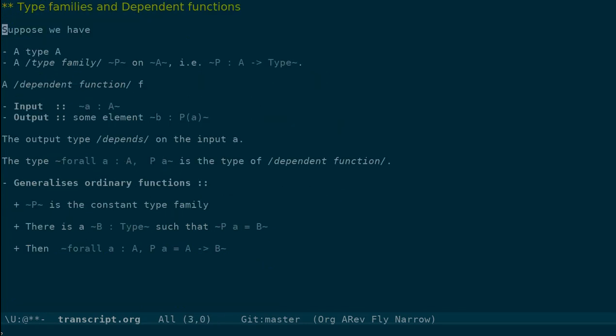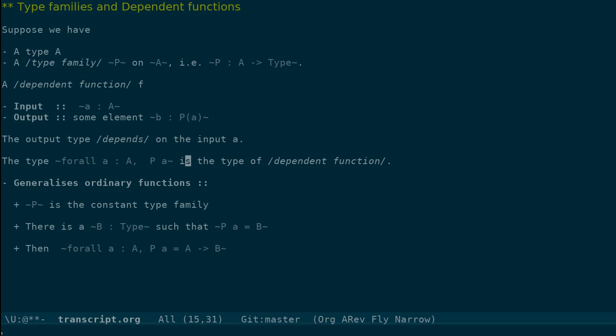We now define what is known as dependent functions. Fix a type A and a type family P on A, which means that we have a function from A to type, which we call P. A dependent function, as opposed to an ordinary function, takes as input an element a of A, and it gives an element b of P of a. So the output type depends on the input value. The range is not always fixed. It depends on the value that you assign for the input. Such a function is called a dependent function.